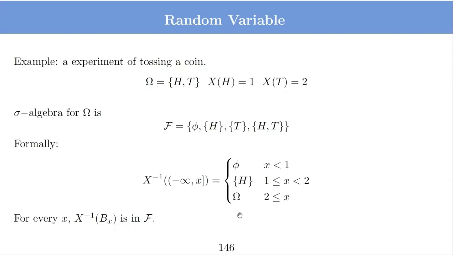You can understand this if our sigma algebra was just phi and omega, which is a valid sigma algebra. Then this will not be a random variable. Why? Because for some x, you are getting the set H, which is not in the sigma algebra. So this is the procedure you apply to check whether a given function is a random variable or not.